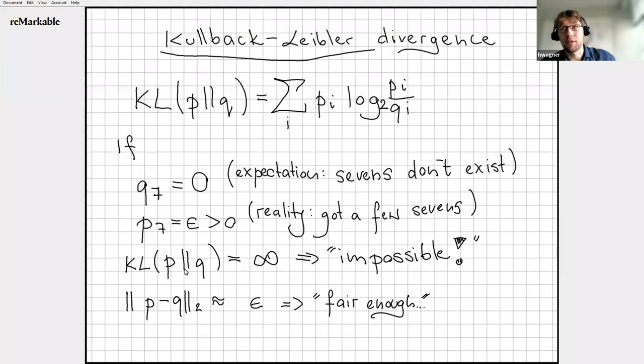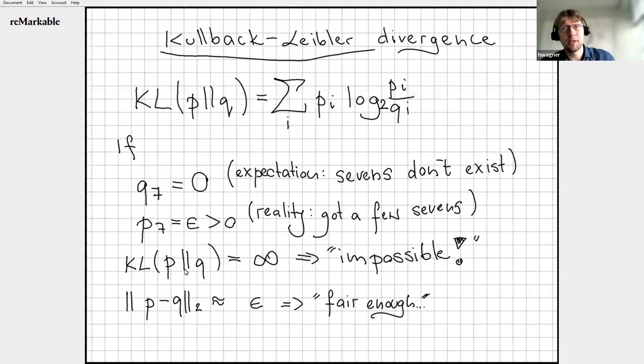Instead, if we compute something which I just introduce as a kind of black box, I just give you a formula for now. If you use something which is called the Kullback-Leibler divergence, which is described by this formula, then let's just observe what happens. So in particular, the KL takes two probability vectors as inputs, and we have the vector Q, which is our expectations, and in these expectations the probability of sevens is zero, just because they don't exist on a six-sided die. But in reality, we have this P7, which is some epsilon, strictly greater than zero. So in reality, what happened is that we got a few sevens.